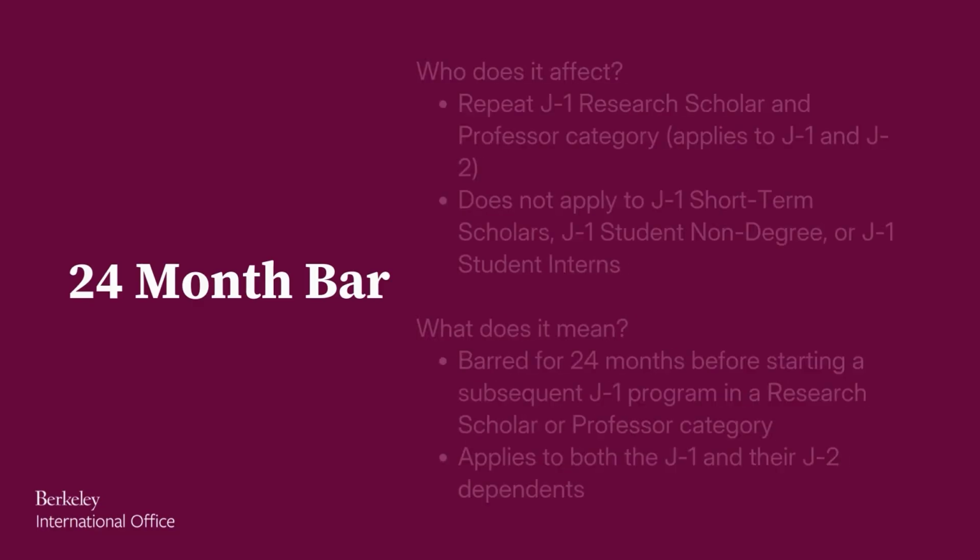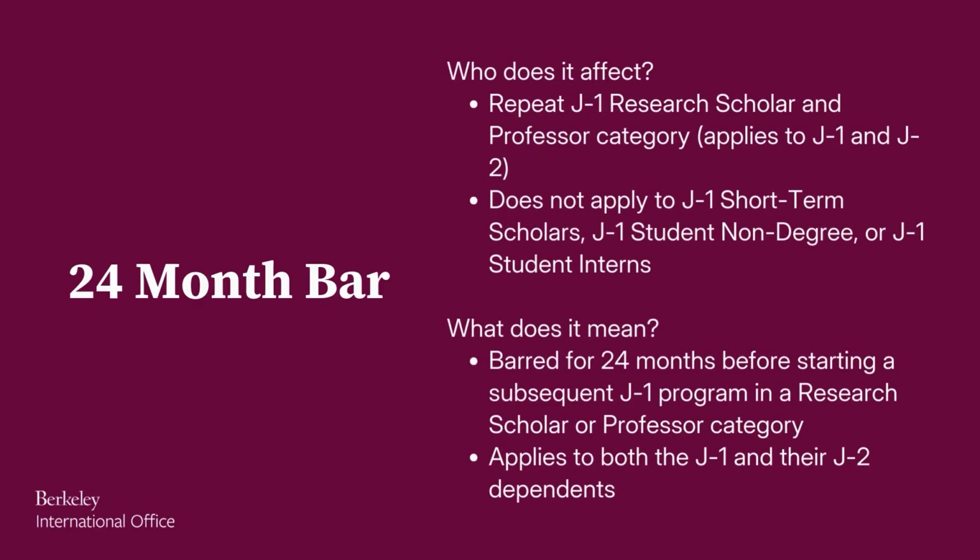The next rule is the 24-month bar. This rule applies only to those in the J1 Research Scholar and Professor categories. It does not apply to those in the Short-Term Scholar, Student Non-Degree, or Student Intern categories. If your current J program is in the Research Scholar or Professor category and you wish to return in the future for a new J program in the Research Scholar or Professor category, you will need to be out of J status for 24 months before you can begin the new Research Scholar or Professor category J program. This limitation applies to both the J1 and their J2 dependents.